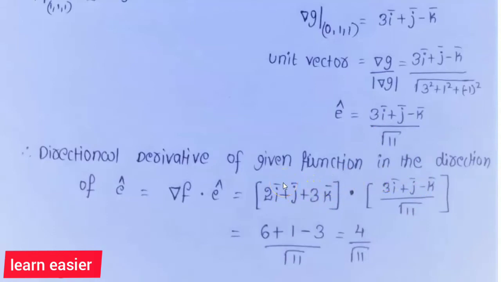Now we have to take the dot product of these two vectors. As we all know, i bar dot i bar is 1, j bar dot j bar is 1, and k bar dot k bar is 1. Now we have to multiply only the coefficients of these two vectors. So 2 into 3 is 6, and 1 into 1 is 1, and here we have 3 into minus 1, which is minus 3. So finally we have 6 plus 1 is 7, 7 minus 3 is 4. So finally we have 4 by root 11. So the directional derivative in the direction of g is 4 by root 11.